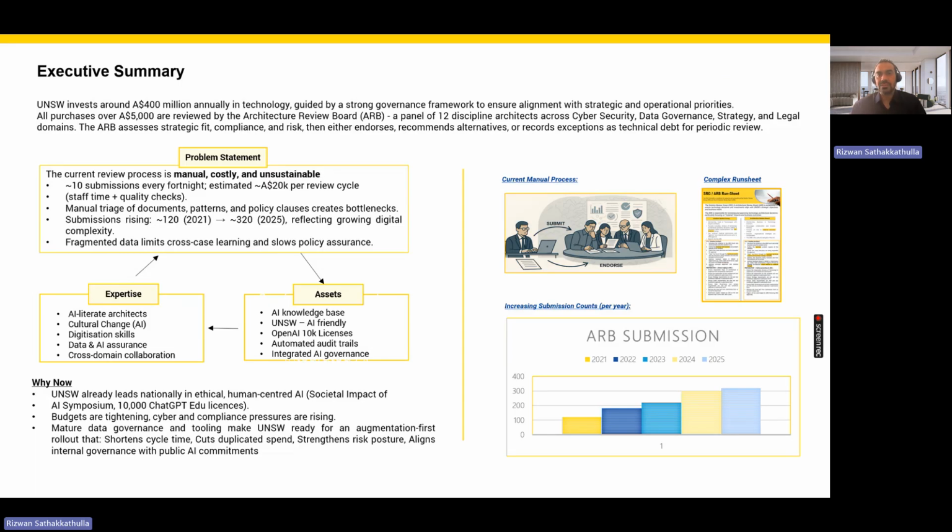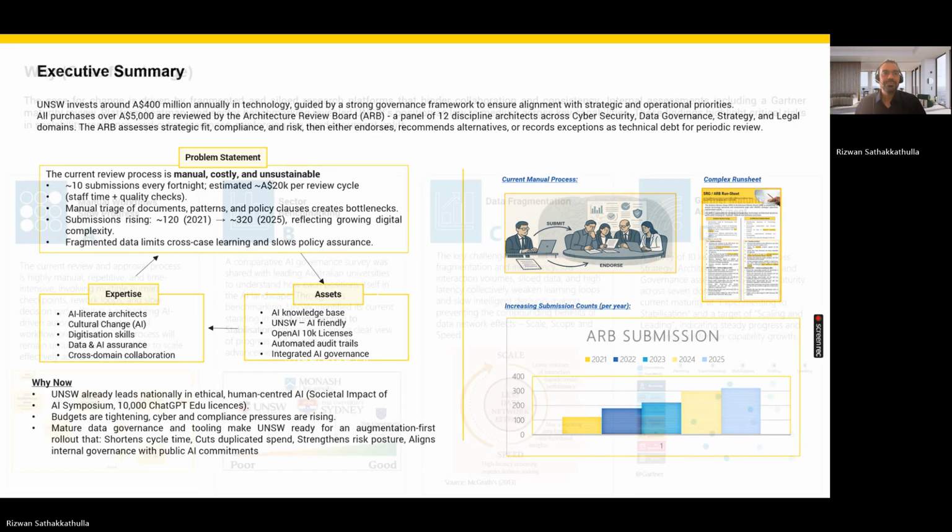On the right-hand side, you can see the manual process, where people group together on a fortnightly basis and try to manually endorse the paper. The run sheet has been highlighted as an image showing the sequence of work that needs to be done. That's quite tedious. Then at the bottom you can see the growth year on year, as the submissions keep increasing.